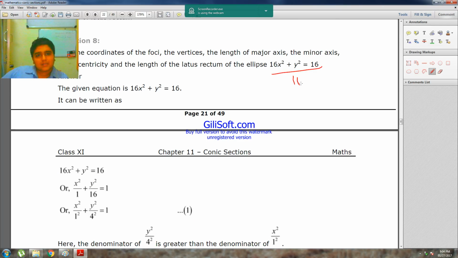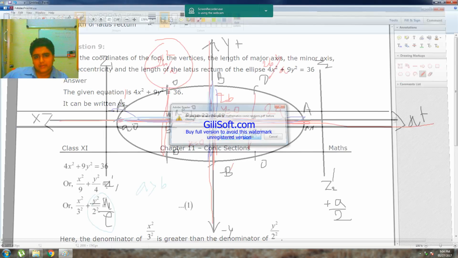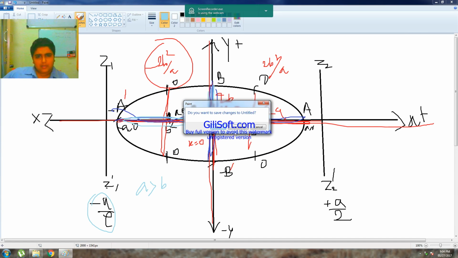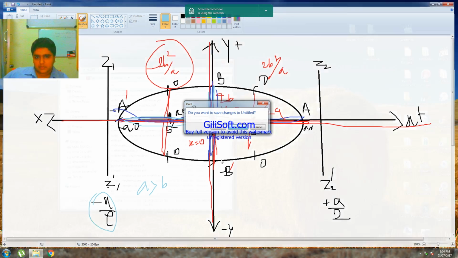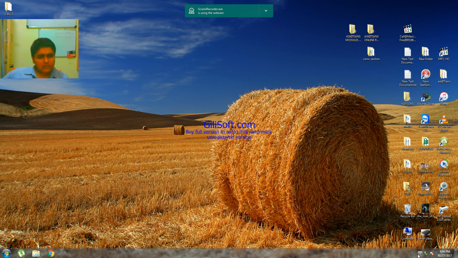Just divide this whole term by 16. So you get this 16 gets cancelled. So you get x square by 1 plus y square by 16 equals 1. Now again over here, A is less than B. So that's basically how you solve all the questions of this exercise. So I hope the entire part about the ellipse was clear to you all. So I think we'll close it over here.